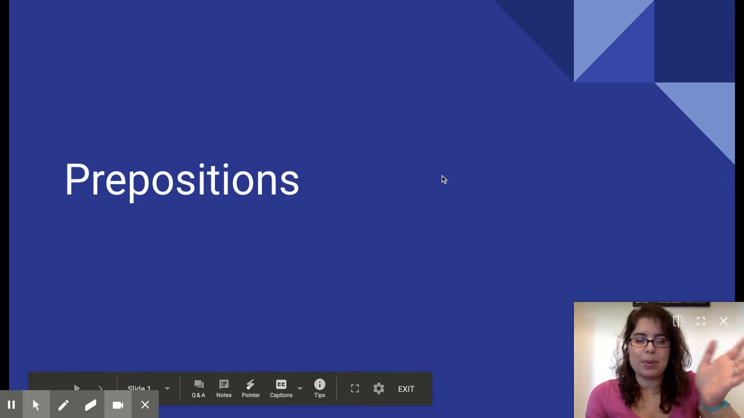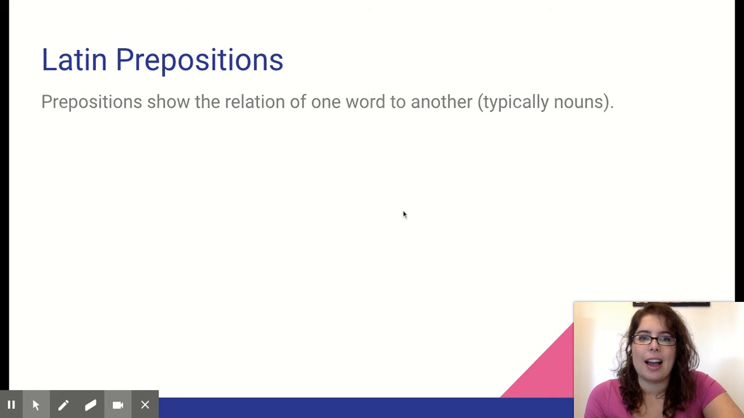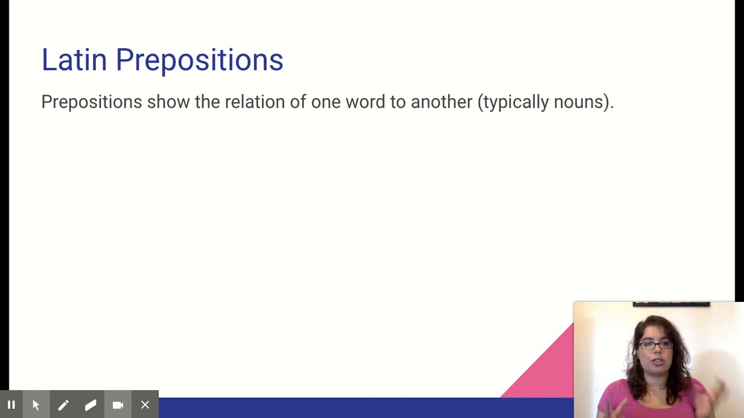Okay, so prepositions. Brief review of English grammar really quickly. What prepositions do in English and in Latin is show the relation of one word to another. And these are typically going to be the relation between one noun with another noun, sometimes a pronoun too. So that's how prepositions work, right?